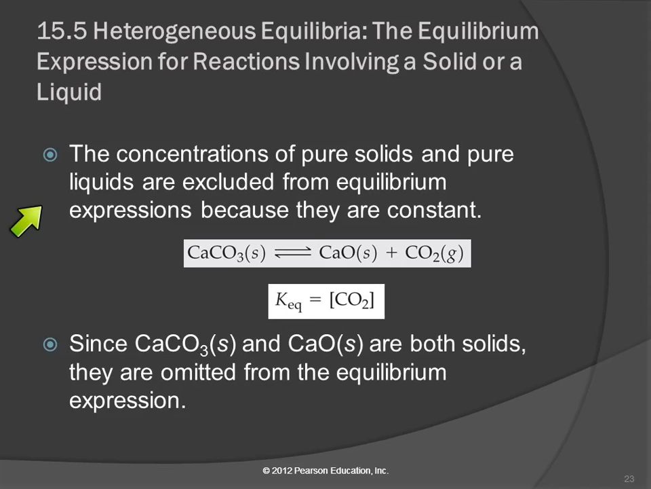Makes things much simpler. We don't actually have to go and try to figure out what's the concentration of calcium carbonate. It's not going to change, so then we don't care what it is. So we leave it out. And here, calcium oxide, it's a solid. So when we write the equilibrium expression for this reaction, it becomes very simple. It's just the concentration of CO2, because the concentration of calcium oxide and calcium carbonate doesn't change.